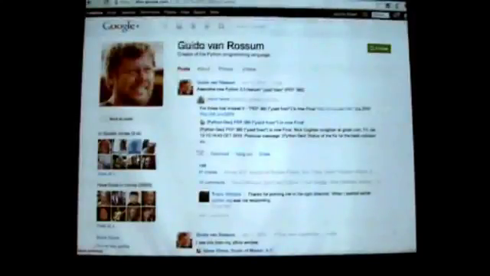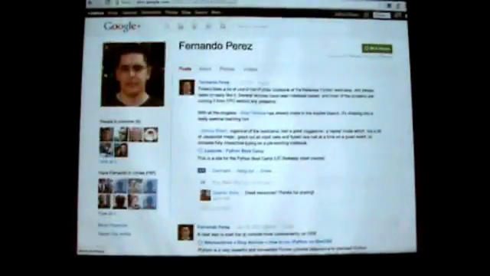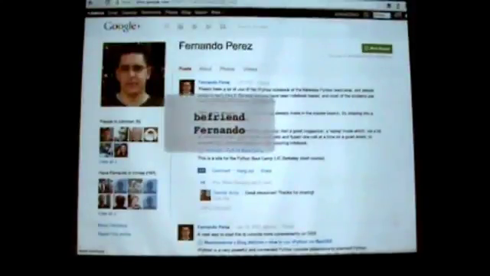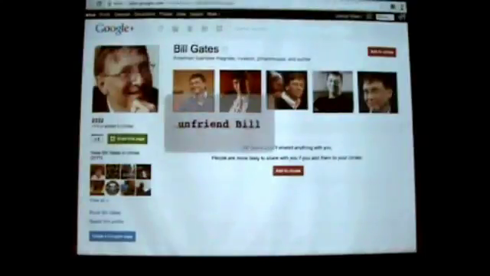Other people and things to follow. How about the benevolent dictator for life? You can follow Guido. I'm sure he'd be happy to have you as a friend. Fernando Perez, for instance, the creator of IPython. He's not here now, but he's also actively talking about other new packages that are rising up into the ecosystem. Bill Gates, you probably want to unfriend him.